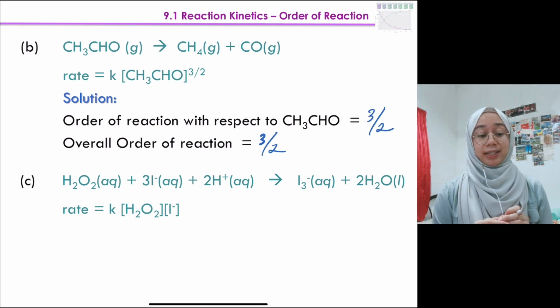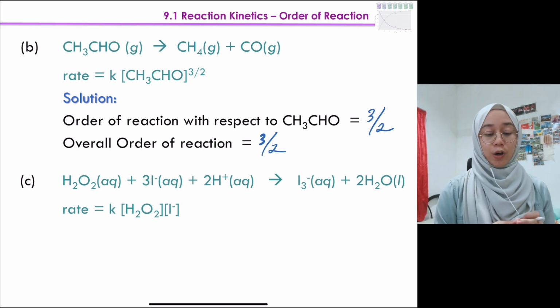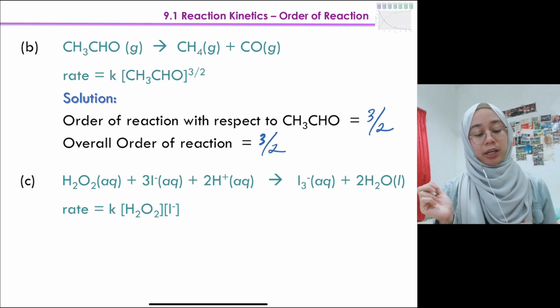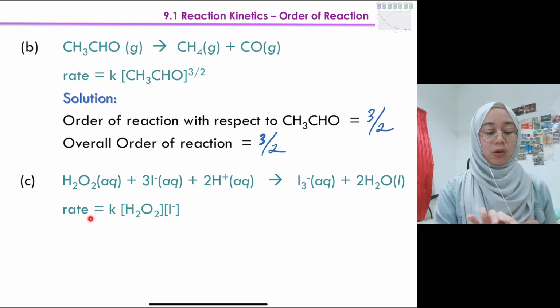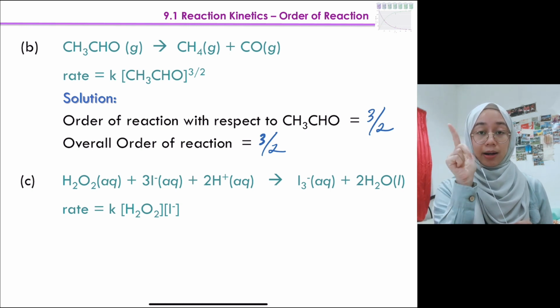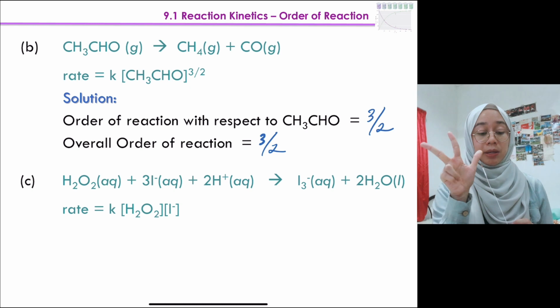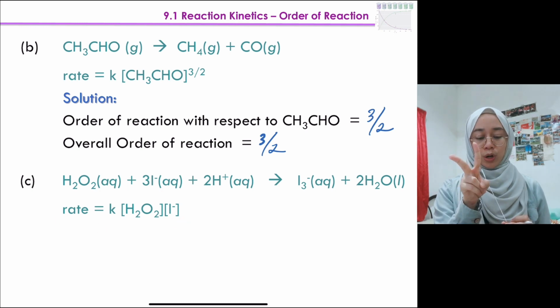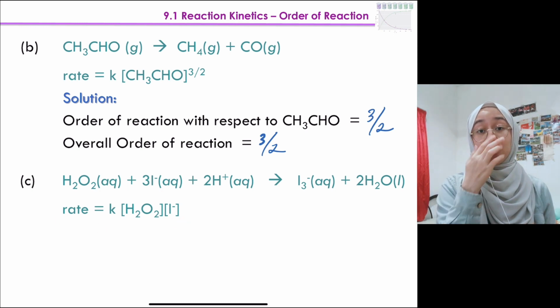Okay, this one is interesting. Why? Kita tengok equation dahulu. So dekat equation kita ada H2O2, kita ada iodide ion, kita ada H+, producing I3 negative and also water. Okay, but then let's have a look at the rate law. Dekat rate law pula, sepatutnya tadi ada berapa banyak reactant? H2O2, iodide, H+. Ada 3 benda. Tapi berapa banyak reactant yang kamu nampak dekat kita punya rate law ni? You only see 2. Okay, apa yang tak ada? Yang tak ada sekarang adalah H+.